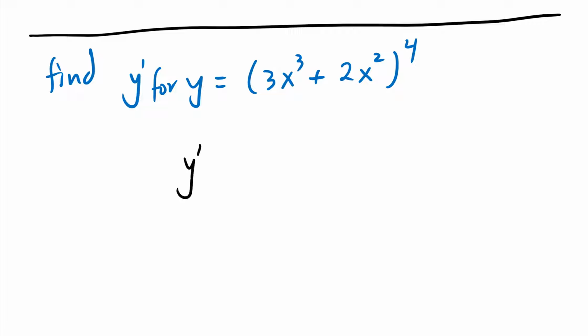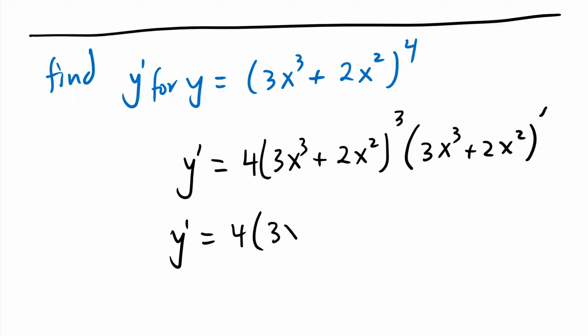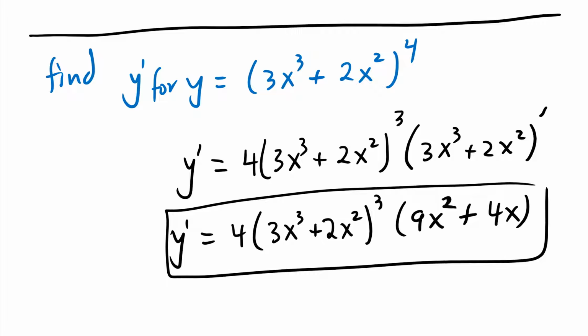What we need to do is we can use the chain rule. Bring the 4 down. Keep this the same. Subtract 1 from the top times the derivative of this part. Keep this the same. This is 9x squared plus 4x. And you can leave it like this. Easy peasy.